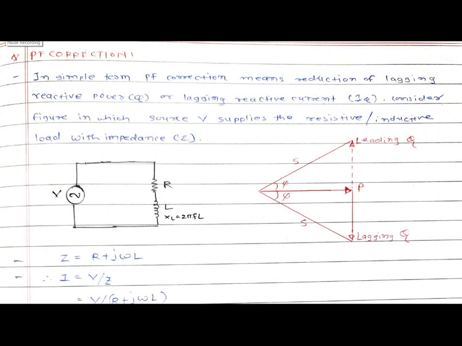So let's start with the power factor correction. In simple terms, power factor correction means a reduction of lagging reactive power Q or lagging reactive current IQ. First of all, consider the figure in which source V supplies the resistive and inductive load with the impedance Z, and the value of the impedance is R plus j omega L.